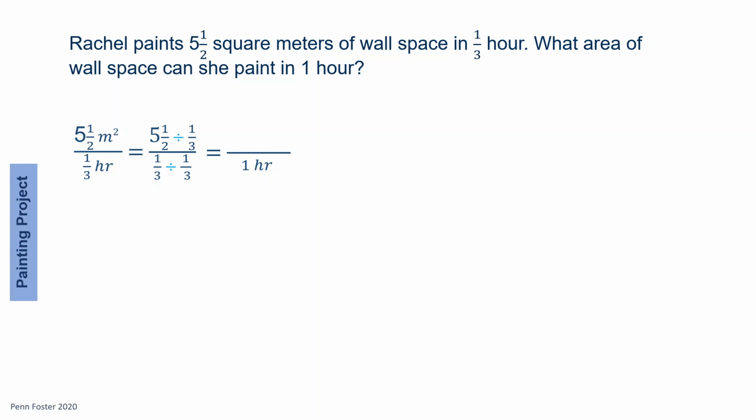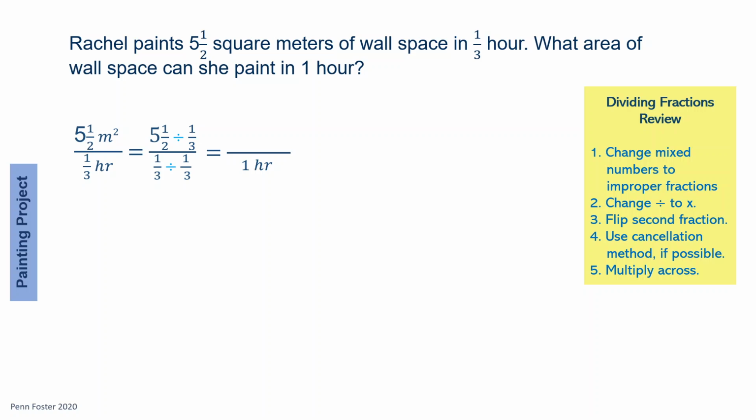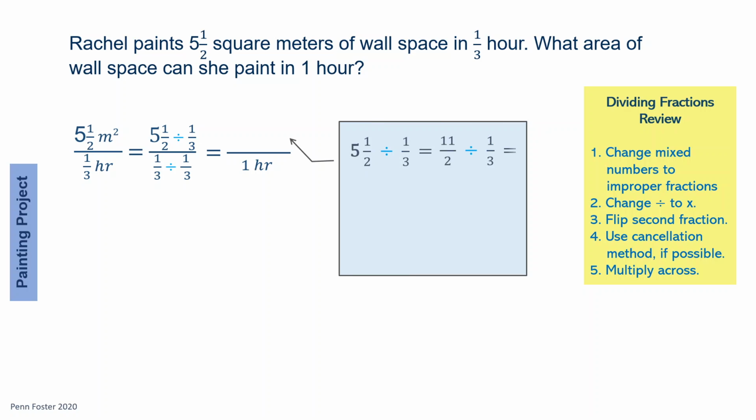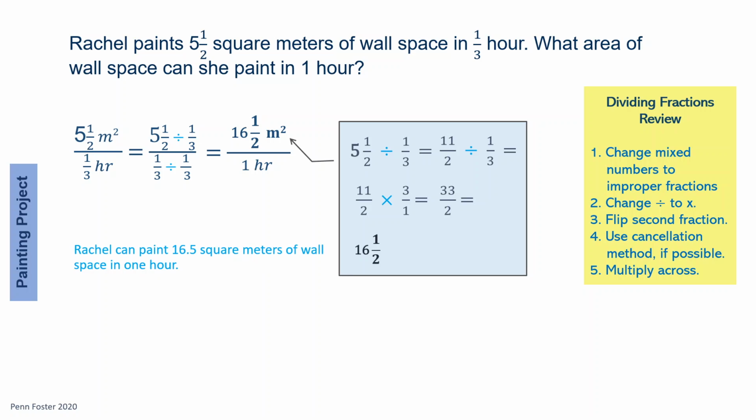For the top part, we need to apply the rules of dividing fractions. Change the mixed number 5.5 to improper form. Change the problem to multiplication, then change the second fraction to its reciprocal. Multiply across. Finally, change the improper fraction back to mixed number form. Place the quotient 16.5 on top of the fraction. In 1 hour, Rachel paints 16.5 square meters of wall space.